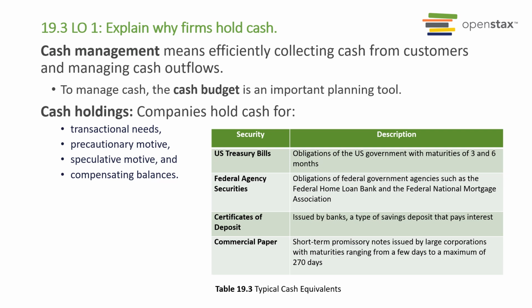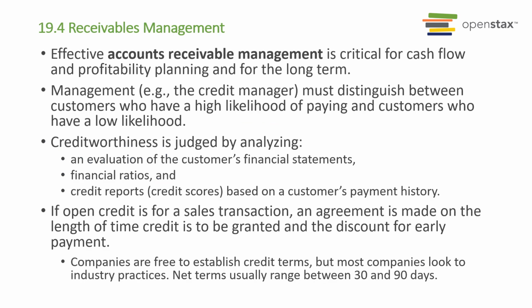U.S. Treasury bills are obligations of the U.S. government with maturities of 3 and 6 months. Federal agency securities are obligations of federal government agencies such as the Federal Home Loan Bank and the Federal National Mortgage Association. Certificates of deposit are issued by banks, and they're a type of savings deposit that pays interest. Commercial paper is short-term promissory notes issued by large corporations with maturities ranging from a few days to a maximum of 270 days. Effective accounts receivable management is critical for cash flow and planning for the long term.